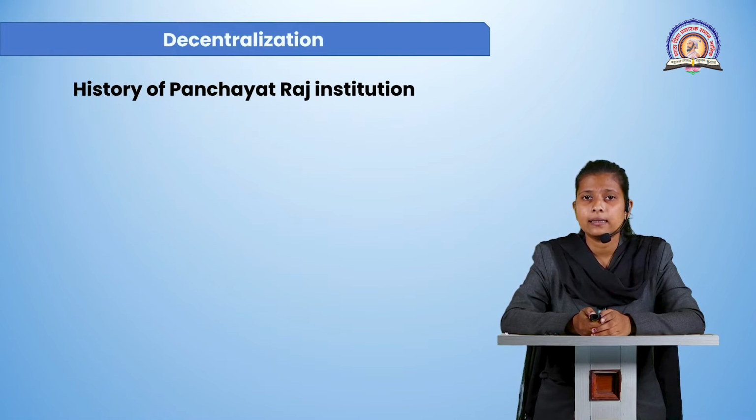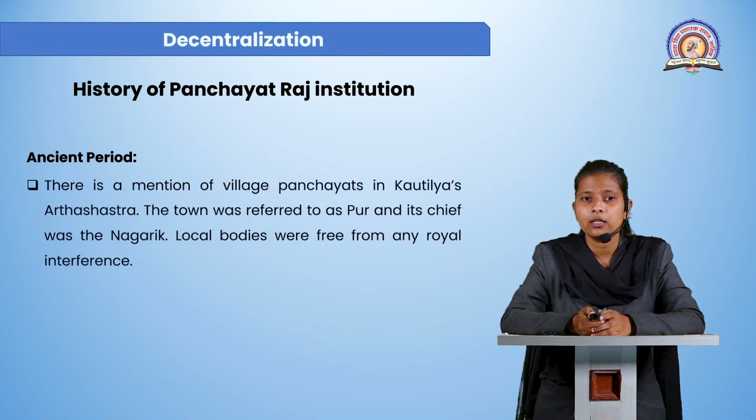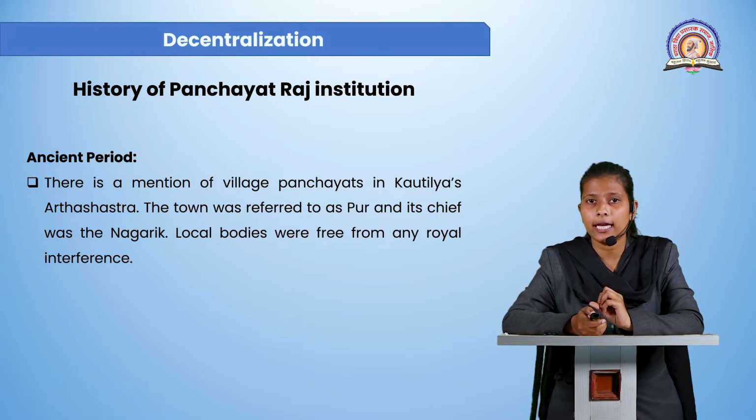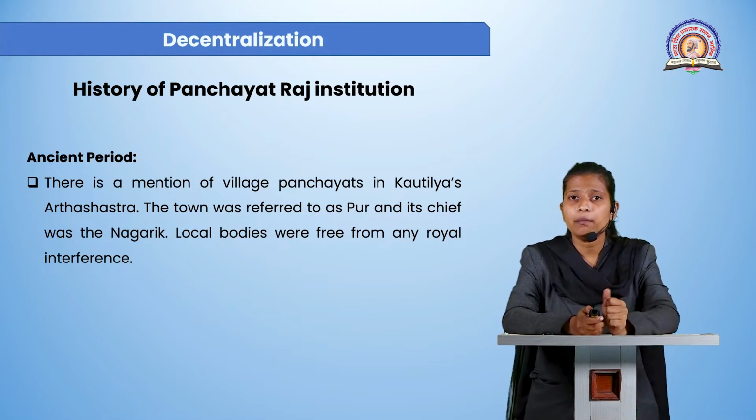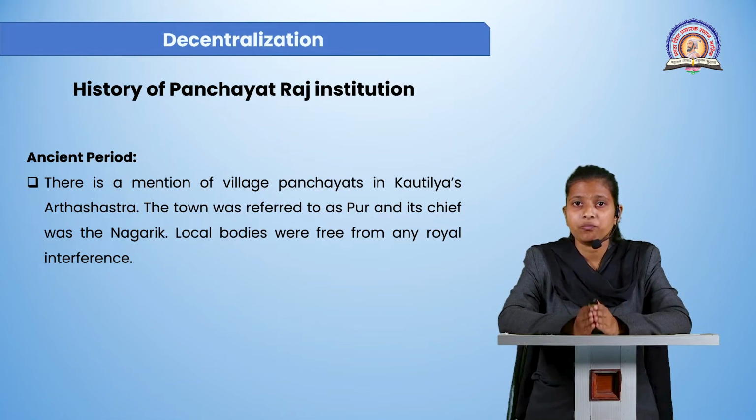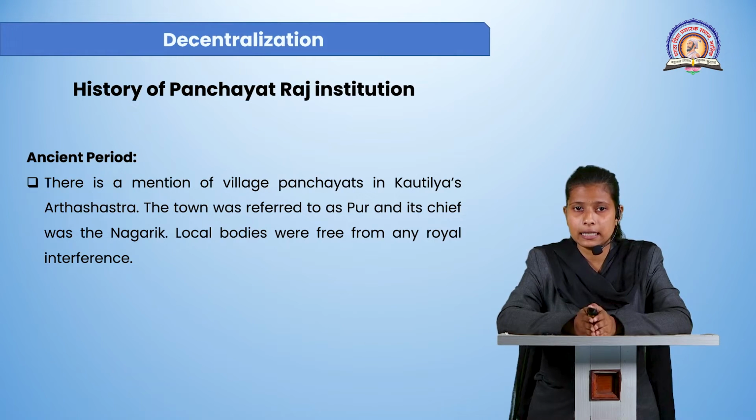After that, in the ancient era, there is a mention of village panchayat in Kautilya's Arthashastra. As we know, the famous book written by Kautilya, Chanakya, is Arthashastra. Chanakya is compared to Machiavelli, right? The Western thinker. So in his book Arthashastra, the village panchayat is mentioned. The town was referred to as a pur, and the chief was referred to as a nagrik in the book of Arthashastra, and local bodies were free from any royal interference. So this was the concept in the ancient period about the Panchayati Raj Institution.